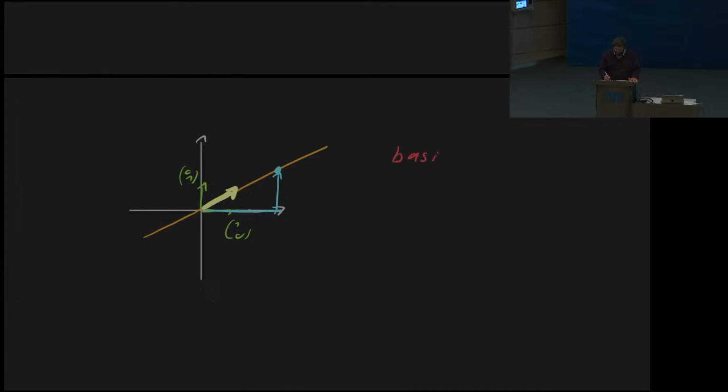A basis has to be contained in the vector space that we are considering. And in this case, the line is the vector space that we consider. And neither this nor this vector is contained in that line. The yellow one, that is contained in the line, yeah, so that's fine.